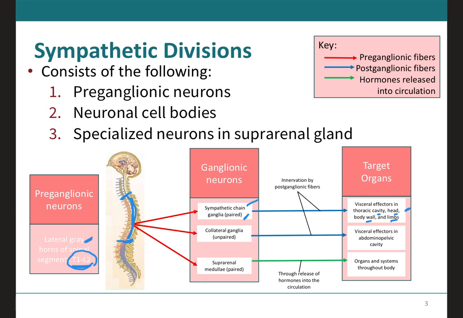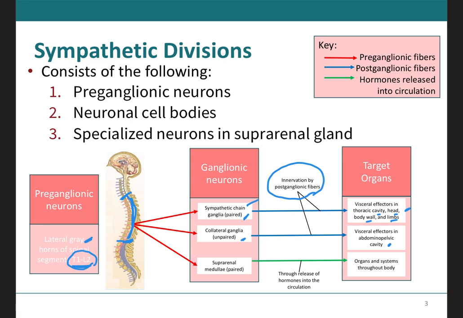Then we have what we call the collateral ganglia, and this one is going to be unpaired. So it's only going to lie anterior to the vertebral column. So not on the sides, but only anterior. And the postganglionic fibers that are going to be exiting these ganglia are going to innervate most likely the abdominopelvic cavity. So both of these are going to be innervated by postganglionic fibers.